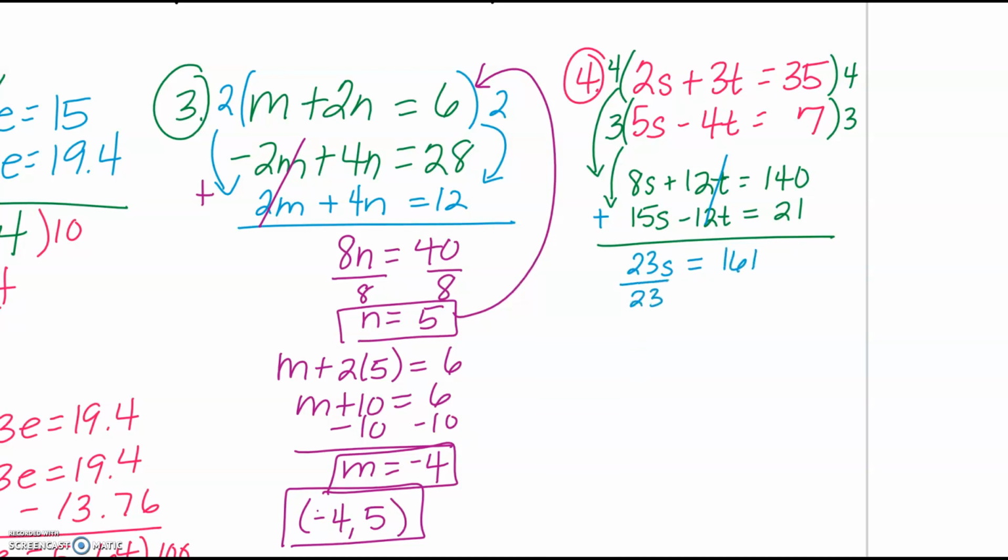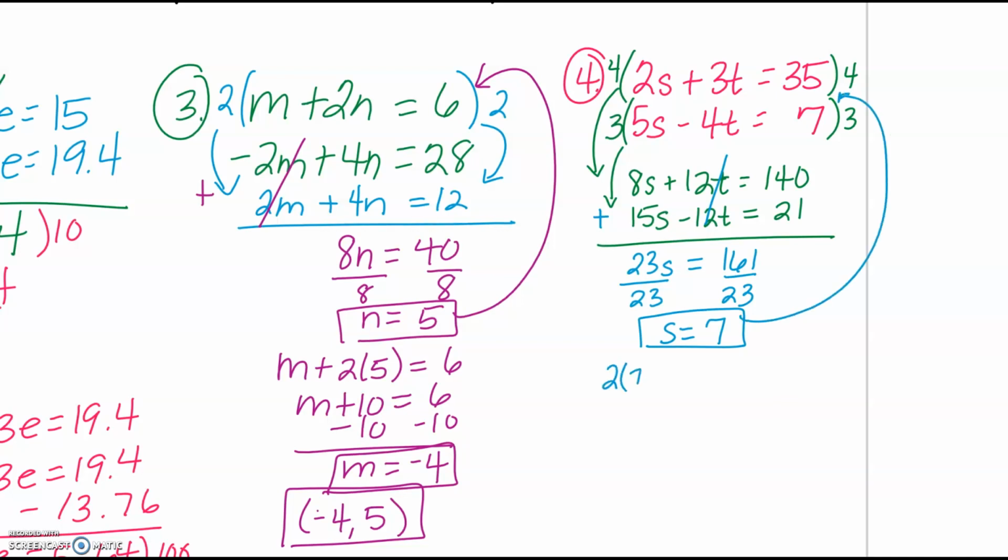I'm going to divide by 23. This does go in evenly. 23 times 7 gives us 161. So I have my S value. Again, it doesn't matter where you plug it in. I'll go into the first one.